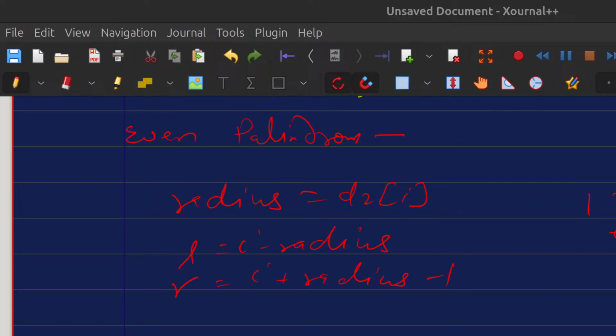And then left is i minus d1 of i plus 1 and the right is equal to i plus d1 of i minus 1. Then answer is equal to max of answer comma range sum left comma right. Okay.